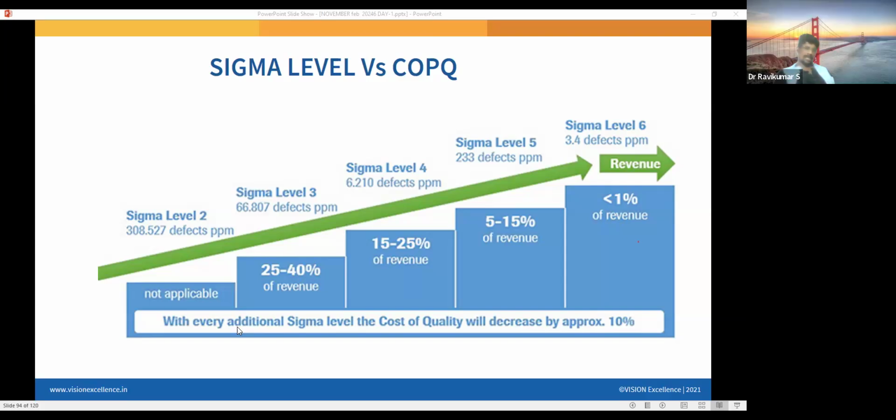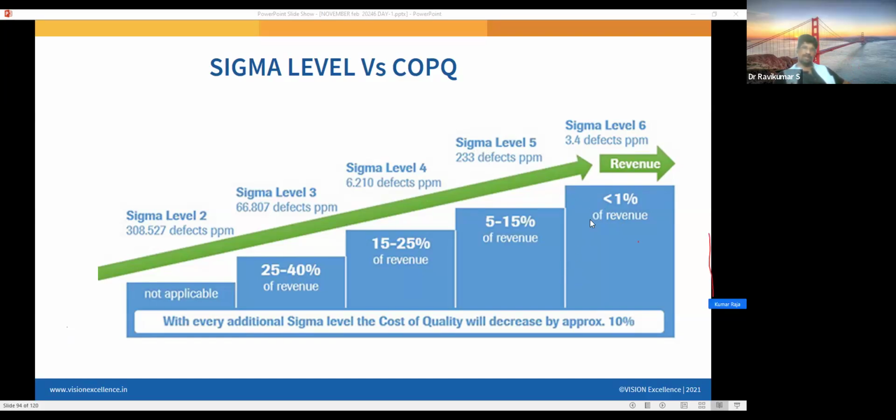Even though the concern is always about customer satisfaction, profit, revenue, COPQ is the indirect cause for the poor profit or revenue. COPQ, in the sense of variations and defects, is responsible for the poor growth. So with every level of sigma improvement, your COPQ comes down.